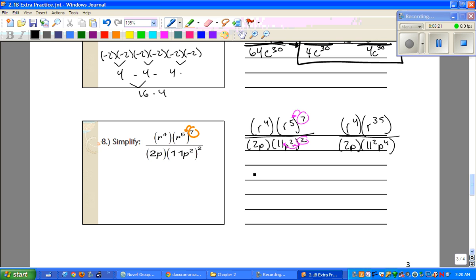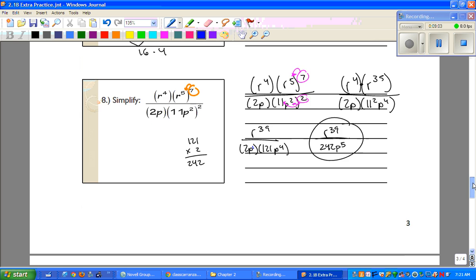Now, we can combine the top when you're multiplying, which is right there. You're going to add the exponents. So you get r to the 39th. And then we're left with 2p times 121, p to the 4th. So off to the side, if you need to do 121 times 2, you get 242. So r to the 39th, 242, p to the 5th. Don't forget that there's 1p right there.